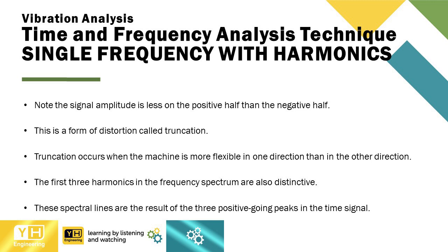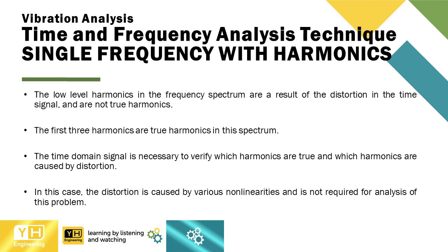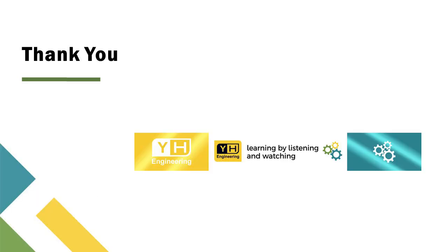The first three harmonics in the frequency spectrum are also distinctive. These spectral lines are the result of the three positive going peaks in the time signal. The low-level harmonics in the frequency spectrum are a result of the distortion in the time signal, and are not true harmonics. The first three harmonics are true harmonics in this spectrum. The time domain signal is necessary to verify which harmonics are true and which harmonics are caused by distortion. In this case, the distortion is caused by various nonlinearities and is not required for analysis of this problem.